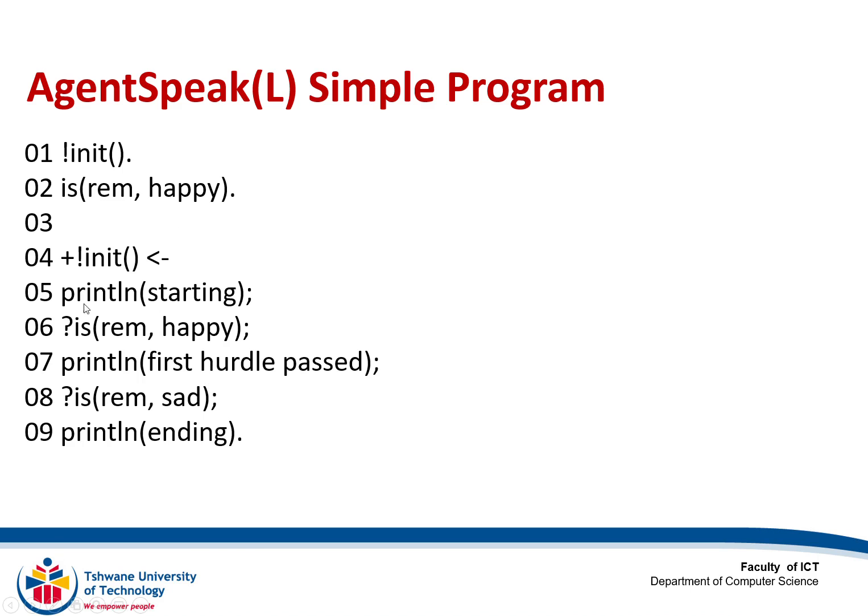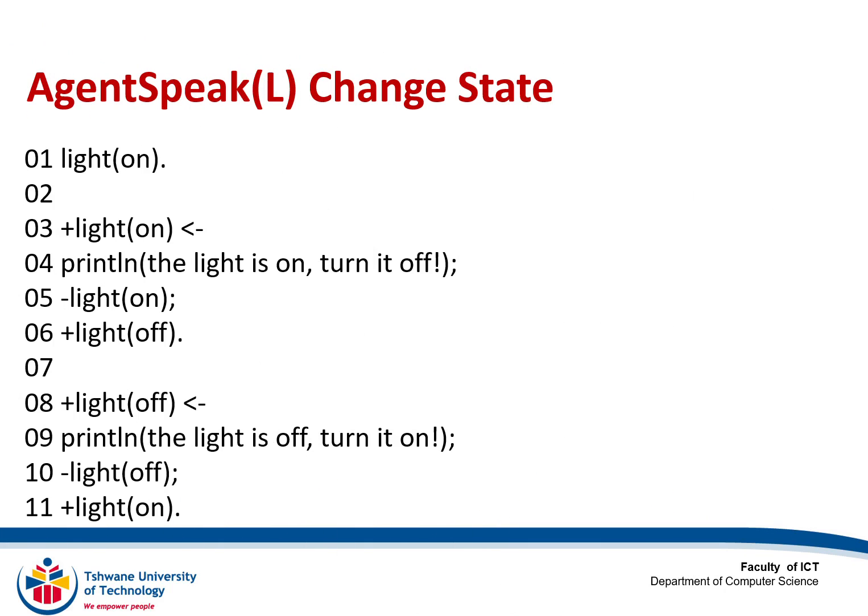Okay, so you start with this method where you say print line starting. So you just print starting. And if, so that is your if sign, you know that is quite the typical way of using it. So if RAM is happy, you want to print the first hurdle has been passed. If RAM is sad, you want to print ending. Okay, it's as simple as that. All right, sure. So that is just a high-level program on using AgentSpeak.